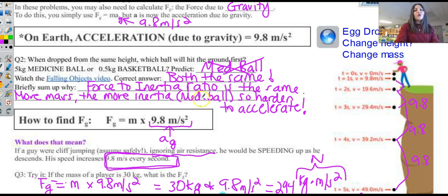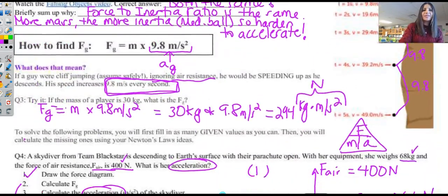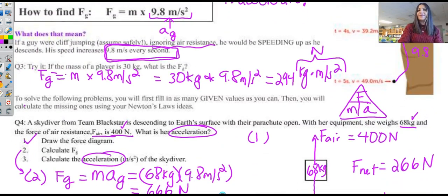Okay, so let's take a look down here. Then we were looking very closely at this equation, Fg equals m times 9.8, or m times g.